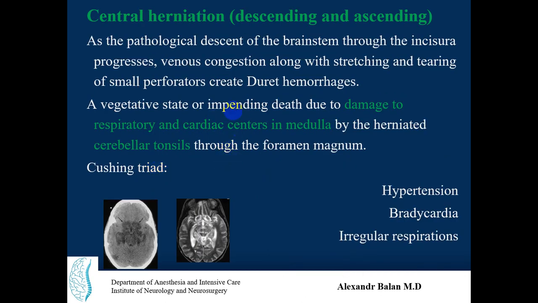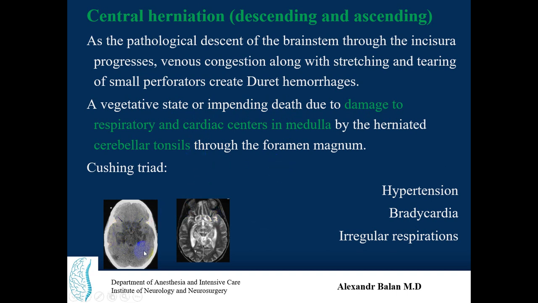Central herniation is a pathological descent of the brain stem through the incisura as it progresses. Venous congestion along with stretching and tearing of small perforators creates Duret hemorrhage, and a vegetative state or impending death due to damage of the important centers, like respiratory and cardiac, in the medulla by the herniated cerebellar tonsils.